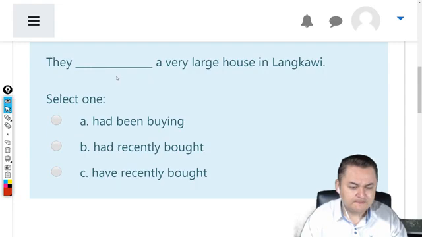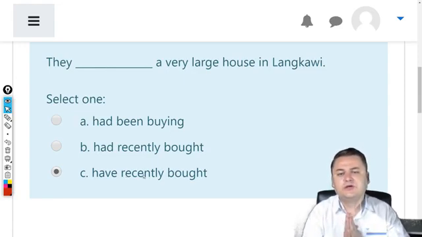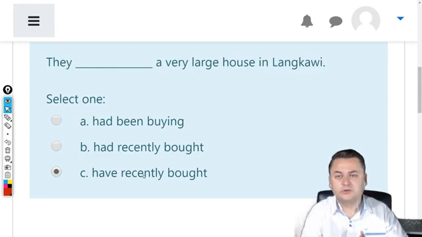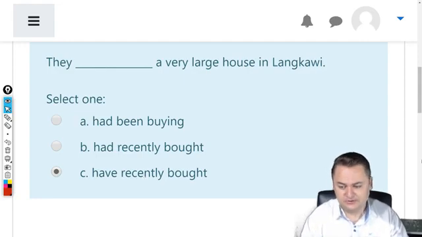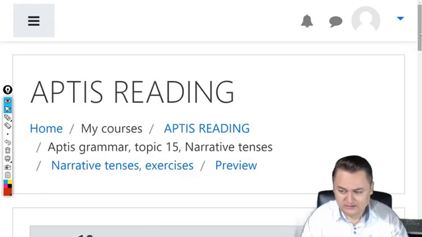Then it says, they have a very large house in Milwaukee. Okay, they have recently bought. I know it is recently. Here it should be recently. So if you see a sentence with a recent outcome or result, it should be present perfect. They have recently bought.